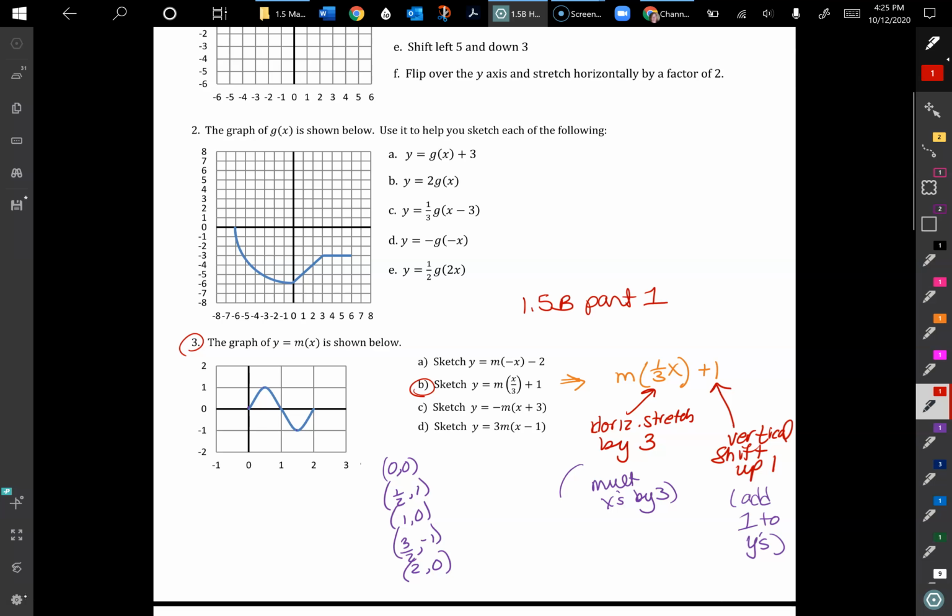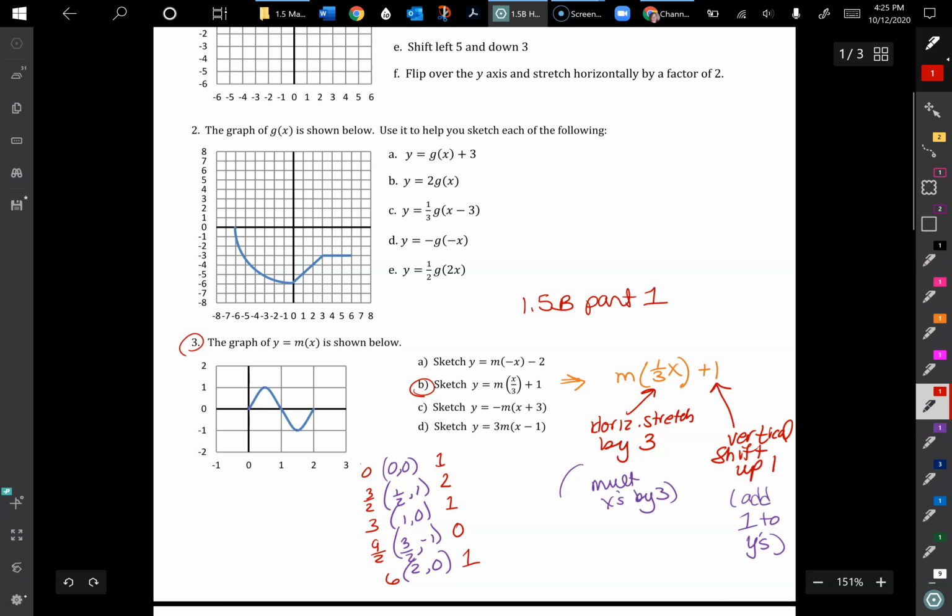So if I have horizontal stretch by 3, I would multiply all these x's by 3. So that's still going to be 0 there. This will be 3 halves. This would be 3. This would be 9 halves. Okay, and the 2 would become 6. And then on the right column of my points, I would be adding 1 to all those y's. So I'd have a 1, a 2, a 1, a 0, and a 1.